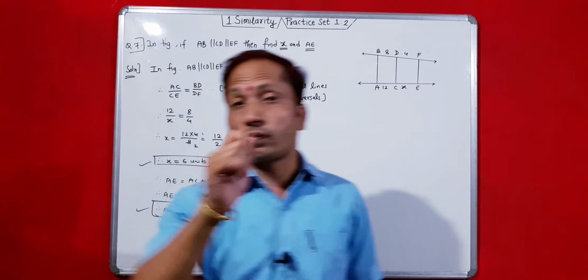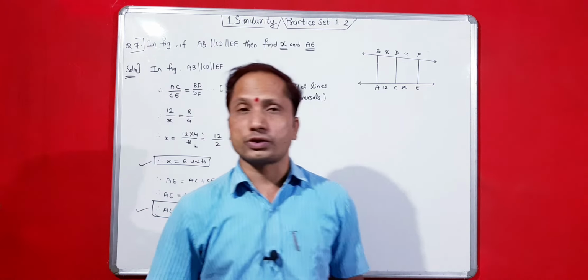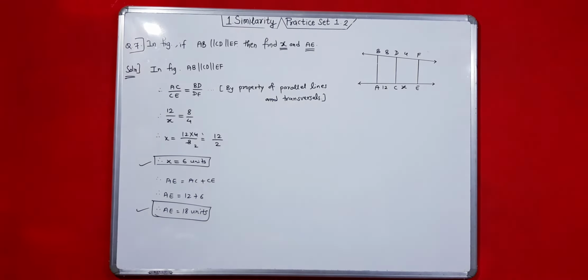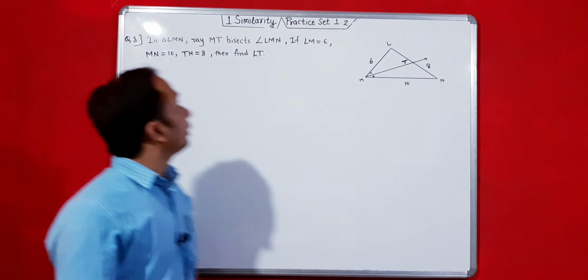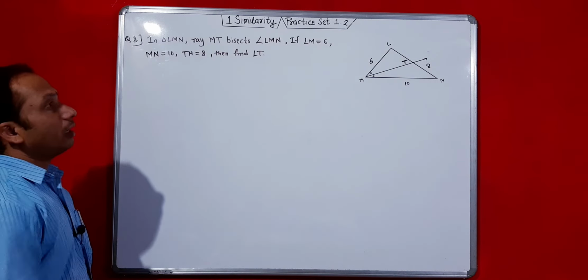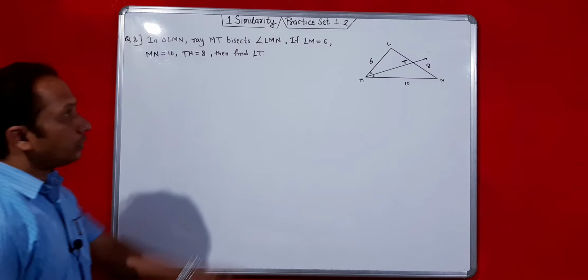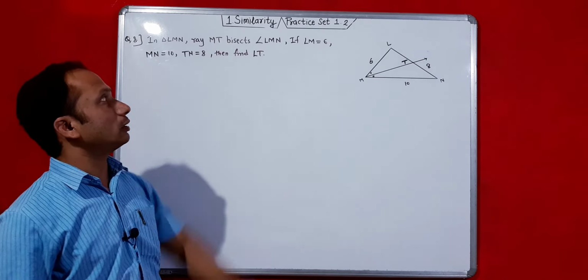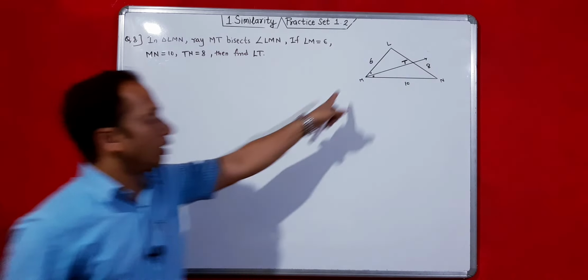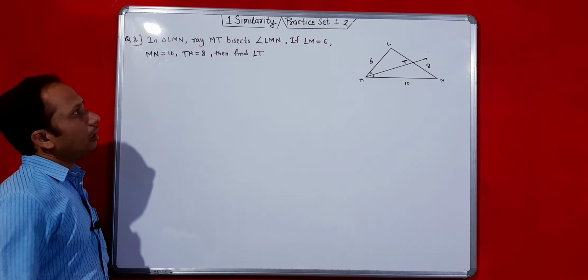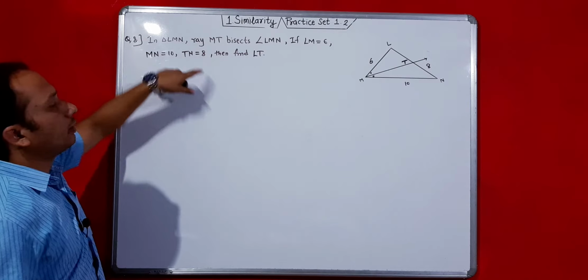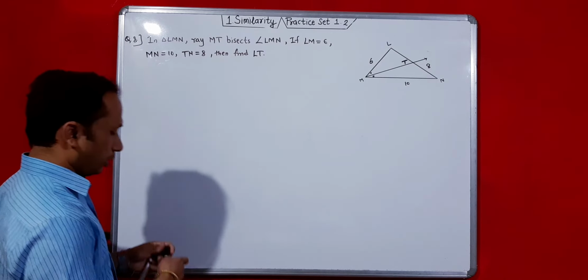Actually this is question number 7, and now we are going to solve question number 8. In question number 8, in triangle LMN, ray MT is the bisector of angle LMN. LM is 6, MN is 10, and NT is 8. Find LT. So you have to find LT.